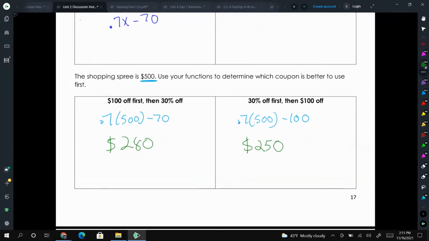So hopefully this is a good real-life example of the composition of functions.